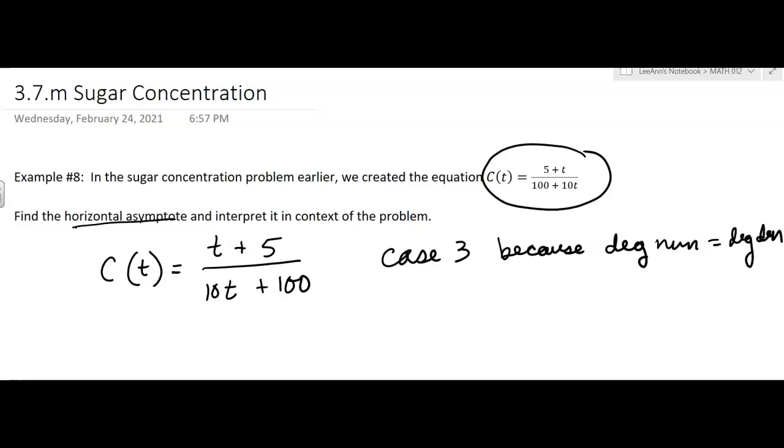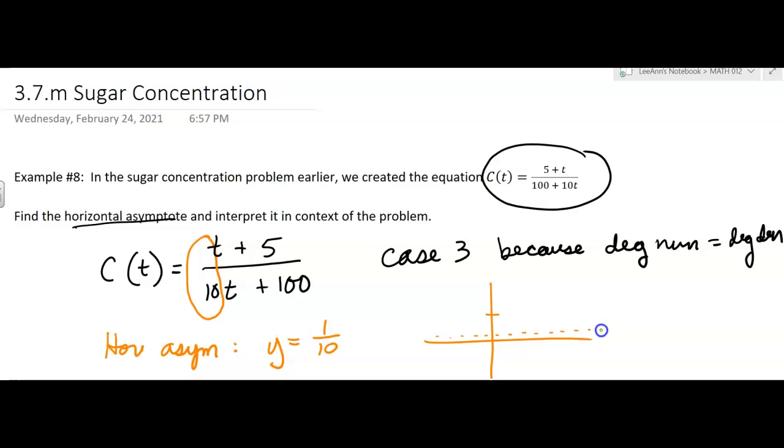For the horizontal asymptote, then, it's going to be those coefficients. So the horizontal asymptote is going to be y equals 1/10, or 1 over 10. Now, that means then in the graph, if this is 1, then the horizontal asymptote is like right there at 0.1, right? 0.1, that would be 1/10.